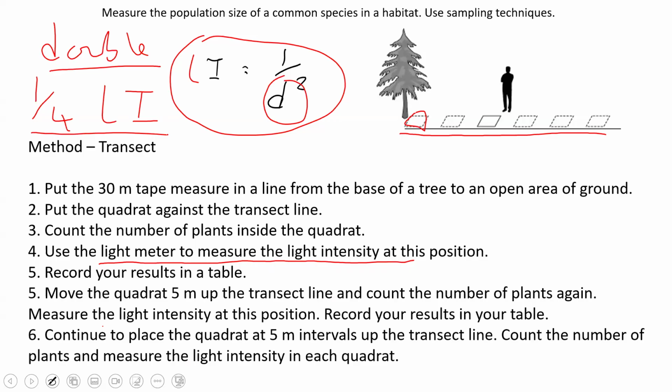All right. So what you again do is you lay the quadrat down every 50 centimeters, then leave a 50 centimeter gap. And you count the number of plants in size. And at each point, you also measure the light intensity. Record your results in a table and continue to place the quadrat until you get to the end of however long it is. And it could be 5 meters, or 30 meters rather.